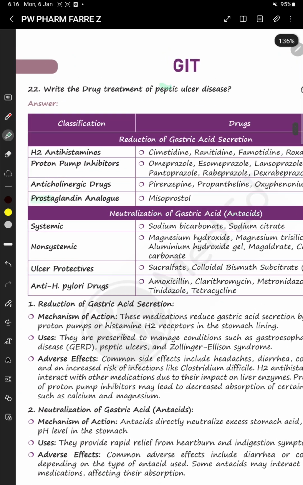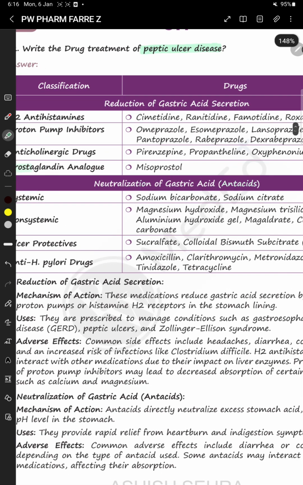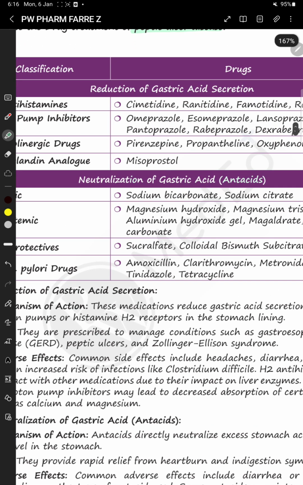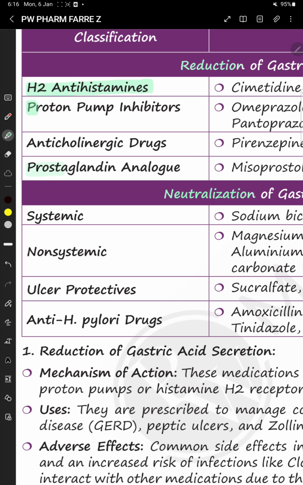Write the drug treatment of peptic ulcer disease. The drugs for peptic ulcer disease are classified into two types. The first category reduces gastric acid secretion, and the second category neutralizes gastric acid, which are known as antacids. The drugs that reduce gastric acid secretion are H2 antihistamines, proton pump inhibitors, anticholinergic drugs, and prostaglandin analogs.